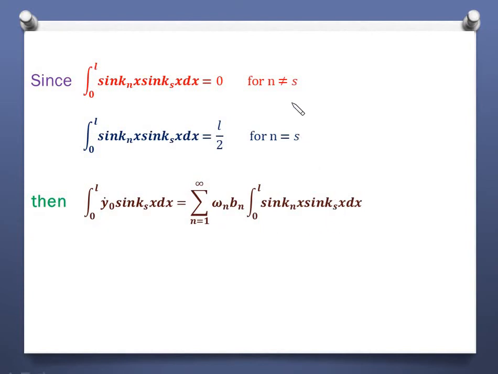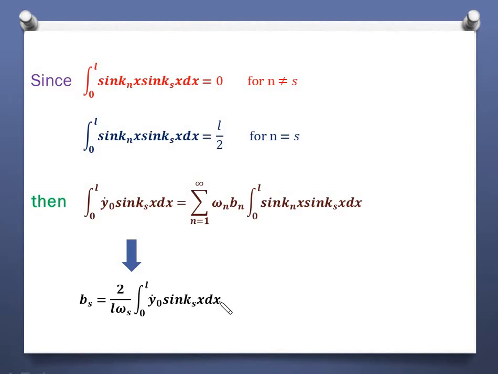But if you see these two integrations, you will find out all terms will go to 0 except n equals to s. So even though we have an infinite number of terms, all will be 0 except the sth term, and that will give us L by 2. So the right hand side becomes omega s bs L by 2. So from that we can get bs equals 2 over L omega s, integral 0 to L of y dot sine ks x dx.